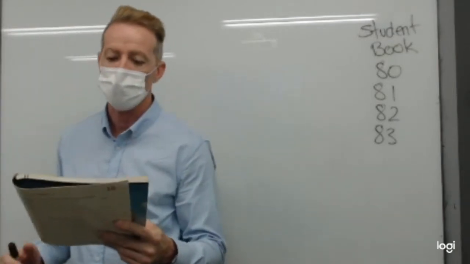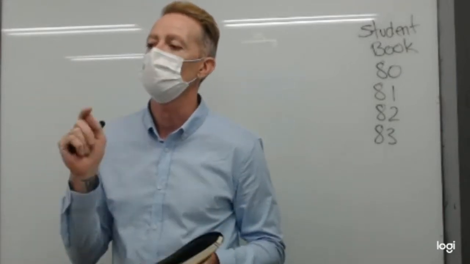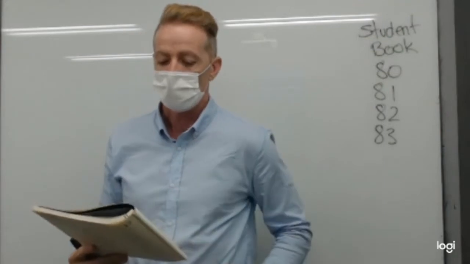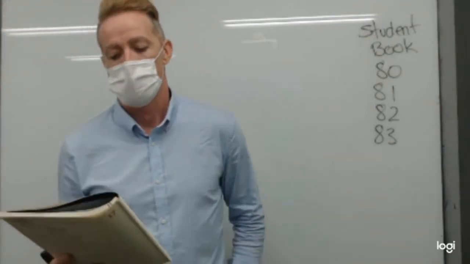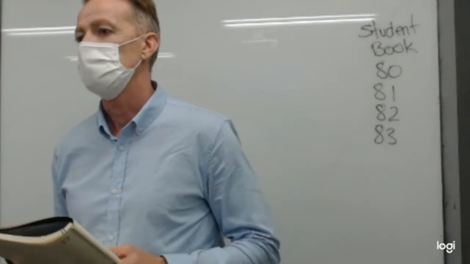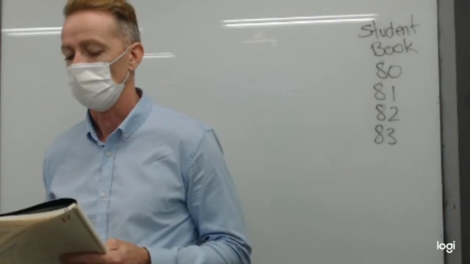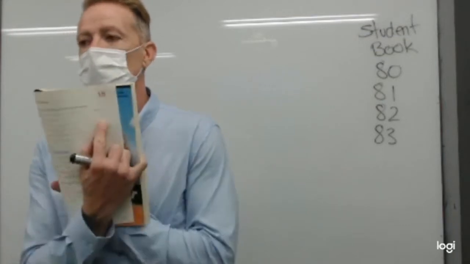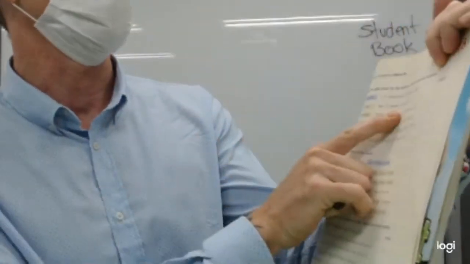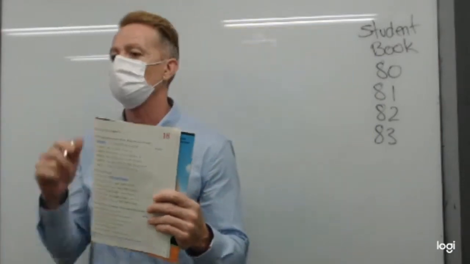Page 1, 2... Sorry, 1, 2, 3. You have to check the right place for the adverb. So you have to make sure the adverb is in the right place, the right position. Sam, okay, number one is Sam speaks too fast. So number two. You have to write the word on the right-hand side, and then you have to put the adverb in the correct place in the sentence. One, two, or three.